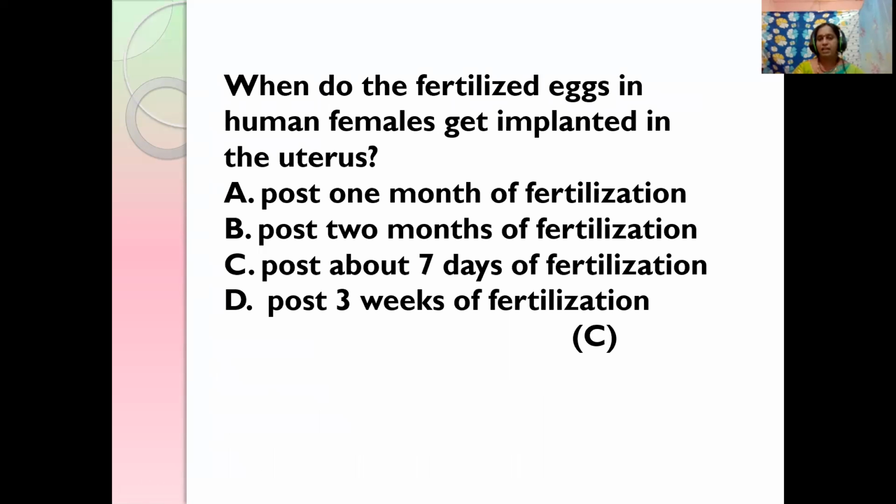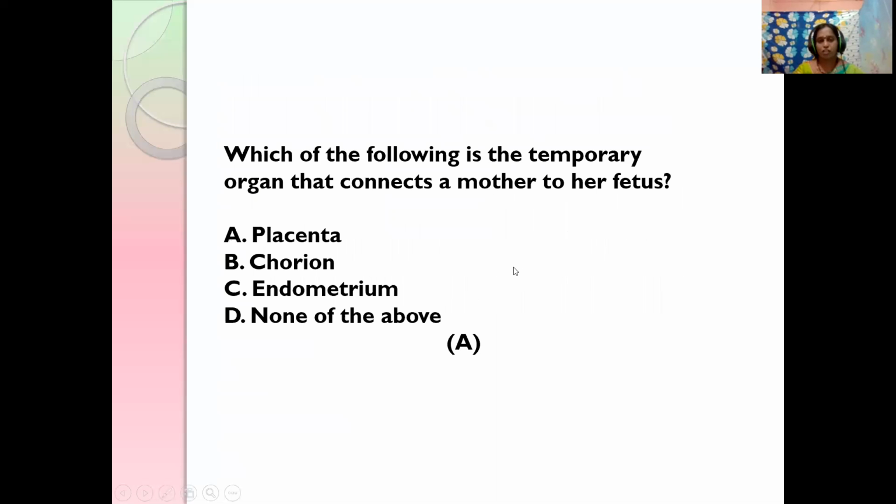When do fertilized eggs in human females get implanted in the uterus? Here the question is where the implantation takes place. The options are after 1 month of fertilization, after 2 months, about 7 days, or after 3 weeks. It is 7 days after fertilization. In the first week it travels through the uterine tube, and on the 7th day it gets implanted in the uterus. So the 7th day is the day of implantation.